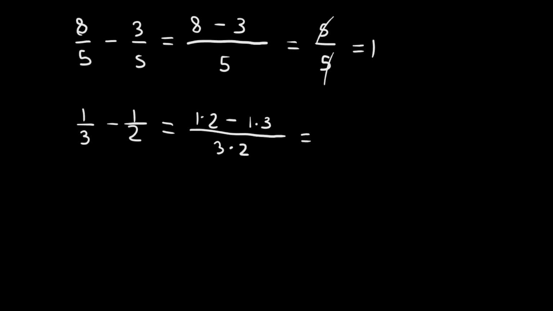And so 2 times 1 is 2 minus 1 times 3, which is 3, over 3 times 2, which is 6. 2 minus 3 is -1, and 6 is the denominator. So -1 over 6 is the solution.